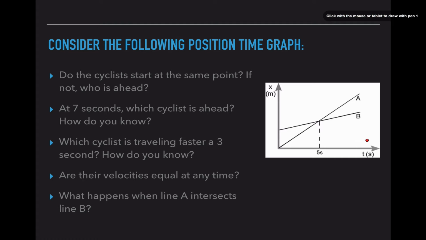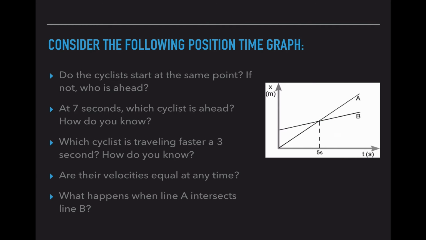At 7 seconds, which cyclist is ahead? So here's 5 seconds, they're at the same location. At 7 seconds, let's say about here, cyclist A is actually farther ahead because his distance, if we were to say this is 7 seconds, and we follow them both back to this line, cyclist A's distance is further, okay?